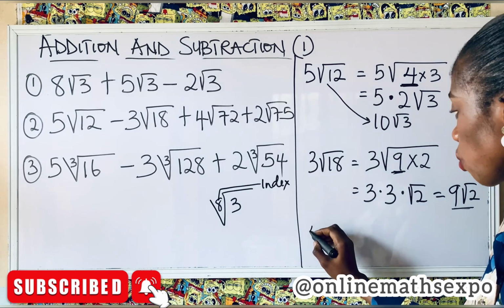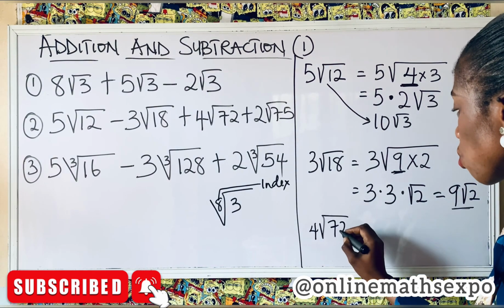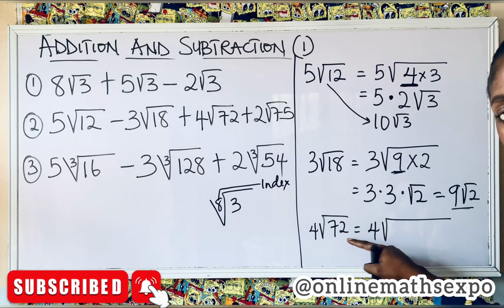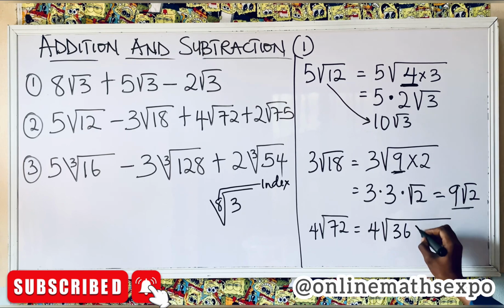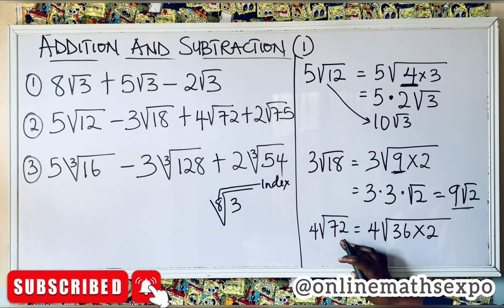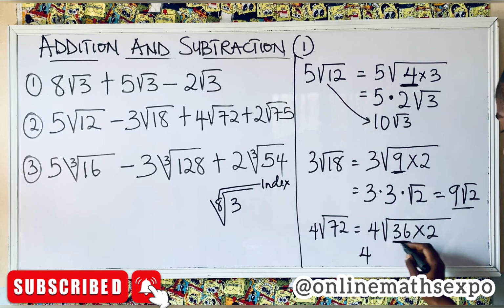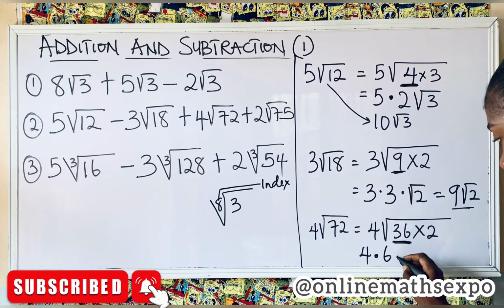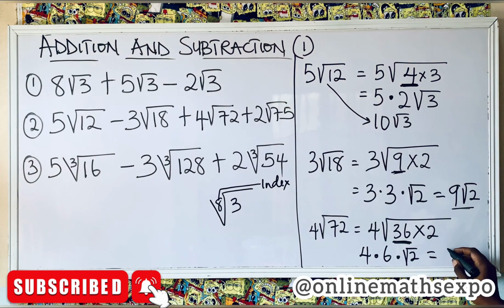Now for this, what do we have? 4 root 72. We're going to have 4 roots. The perfect square, highest one here is 36. And 36 multiplied by 2 will give us 72. So we're going to have 4. This is a perfect square, because it's perfect, the square root is 6. So we multiply by 6. And this will remain. So we have this multiplied, this will give us 24 root 2. I hope this is clear.